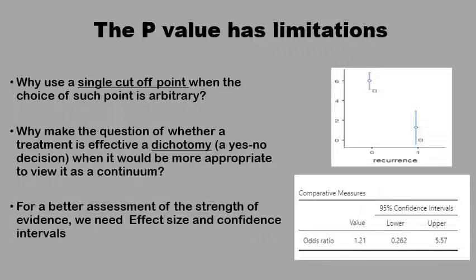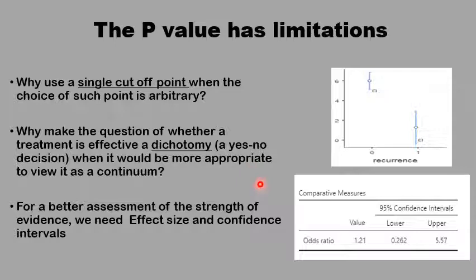The other thing about the p-value is that it is a single cut-off point. We choose a point, traditionally 5%, and say that anything less than 5% is significant and anything more is non-significant. So very small variations around the 5% could change a decision from significant to non-significant and vice versa. To add to this, why always make the question a dichotomy, like significant or not significant, effective or not effective, when in actual fact it's a continuum rather than a dichotomy, rather than one or two.